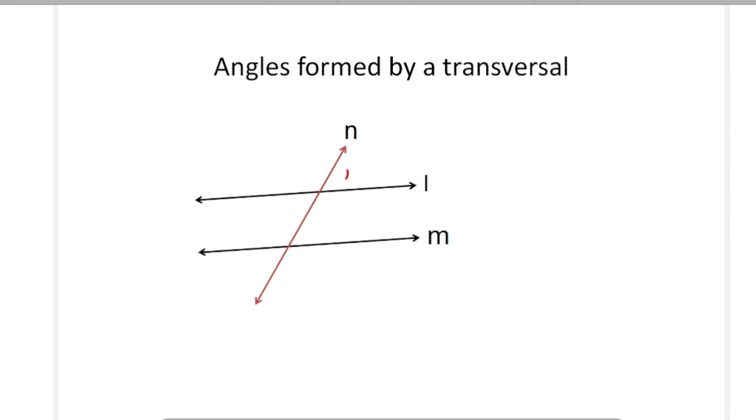See, this is angle 1, this is angle 2, this is angle 3, this is angle 4. Here there are 4 angles and here see this angle 5, this is angle 6, this is angle 7 and this is angle 8. Total there are 8 angles formed. See, there are 2 lines and one transversal is intersecting at 2 points. So in total there are 8 angles formed. Now we will see about these angles.